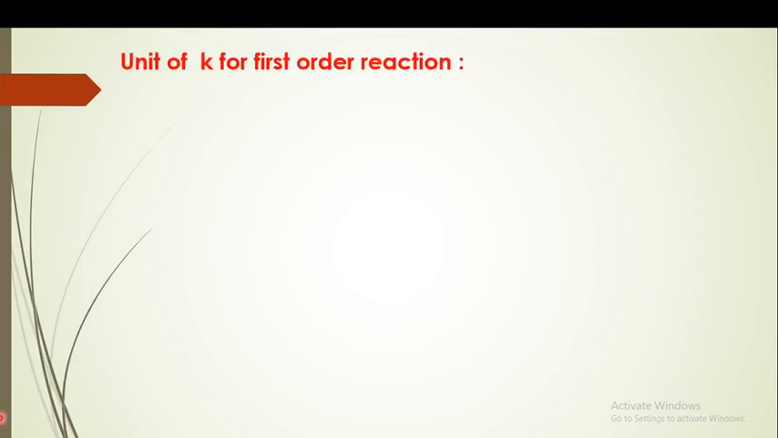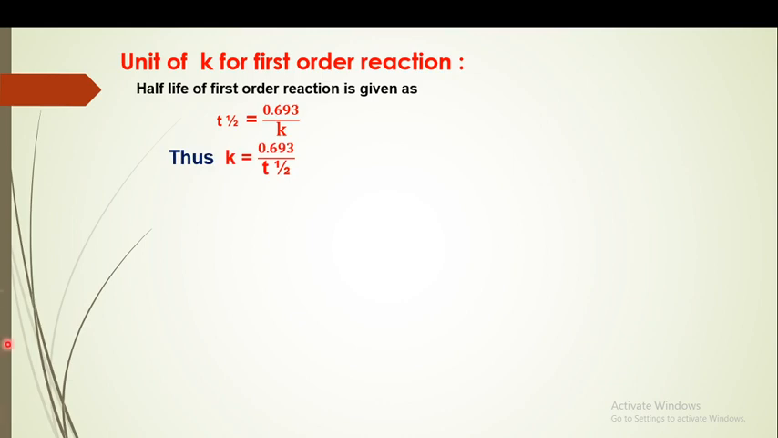So what is the unit of k for the first order reaction? The half-life of a first order reaction is given as t half is equal to 0.693 divided by k. If we rearrange this equation, k is equal to 0.693 divided by t half. From this, 0.693 is a constant, and the unit of time is time inverse, or we can also write it as second inverse. So the unit of k for the first order reaction is second inverse.